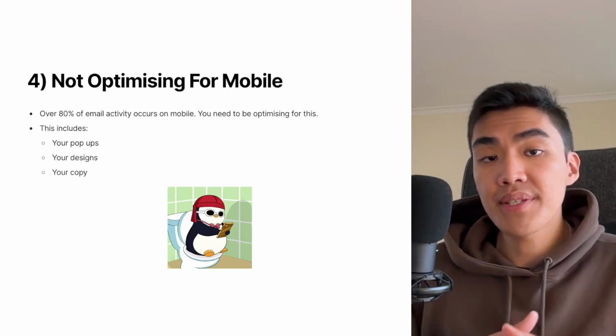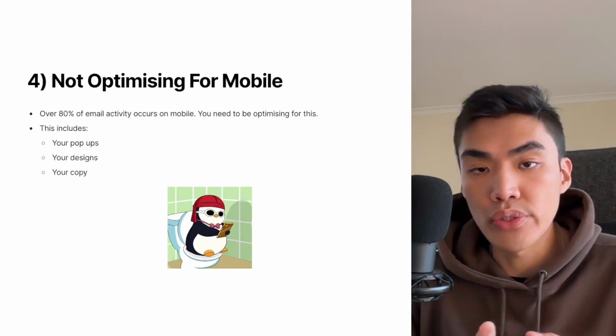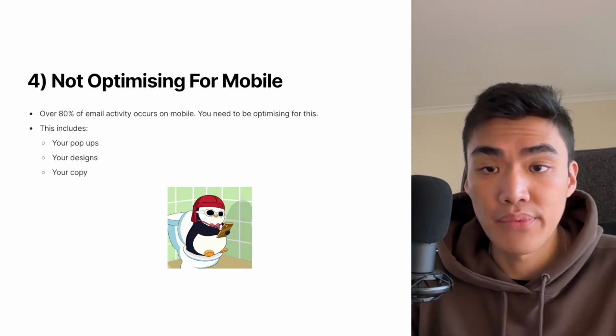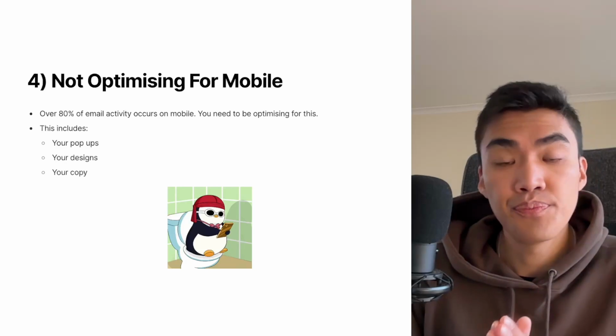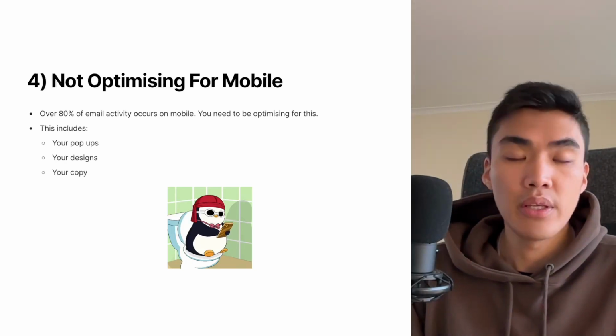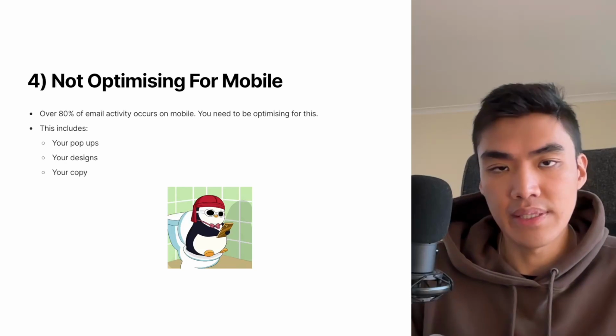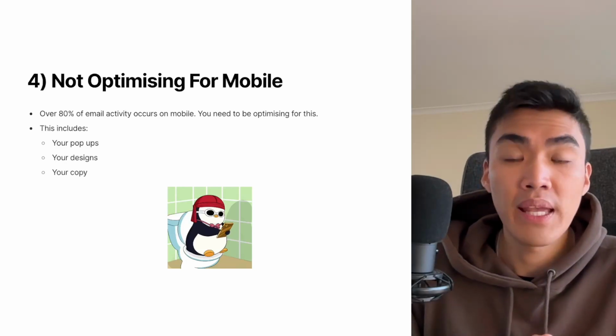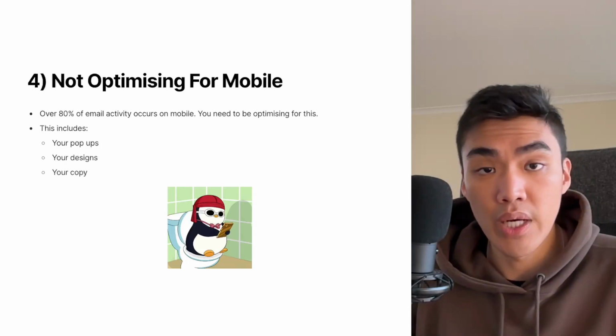Mistake number 4 is not optimizing for mobile. So over 80% of your email activity occurs on mobile. So you need to actually be optimizing for this. This includes your pop-ups, your designs, and your copy. And as mentioned earlier, this means that you want to make sure that your font is easily legible on a phone, and you want to make sure that you're optimizing for dark mode.